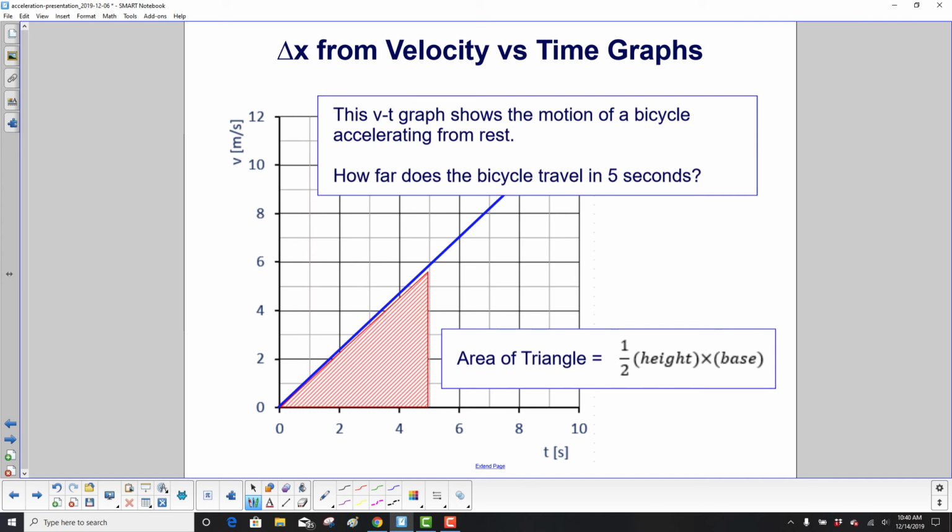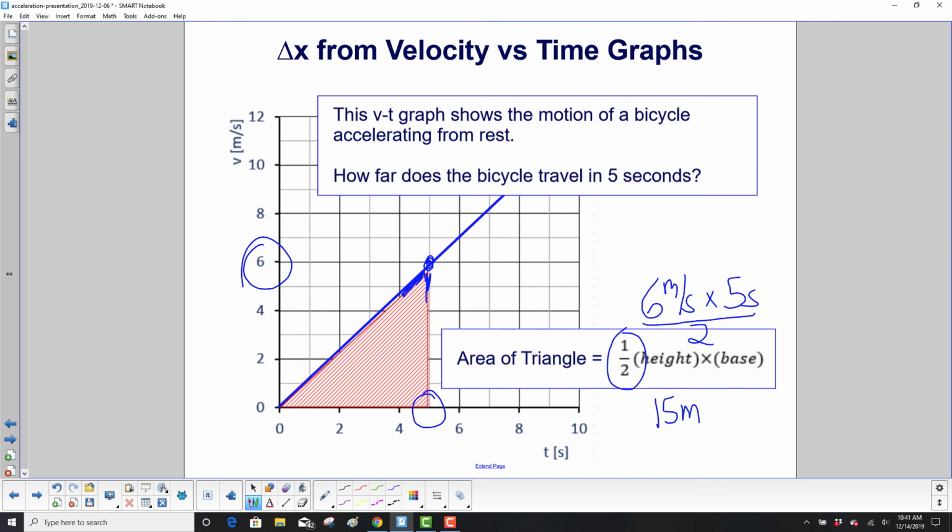So how far does this bicycle travel in 5 seconds? Well, we've marked out our triangle where our 5 seconds is here, and then at 5 seconds it really reaches this point up here, 6 meters per second. I know the red thing doesn't go all the way up there, but we'll fill it in. Okay, so the area of that triangle will be 1/2 the height, which is 6 meters per second, times the base, which is 5 seconds. You multiply those two together and divide by 2, right? Because there's a half of the area of the triangle. We get 30 over 2, we get 15 meters. So that would be the displacement this time.